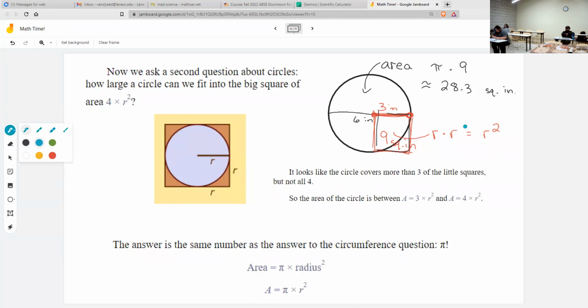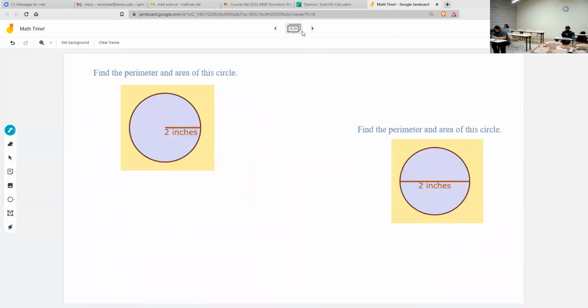We missed it. We did a 3 times 3 equals 9. Oh, okay. This one has a radius of 2 inches. If we want to find the area and the perimeter of it, we're going to need both the radius and the diameter. So what's the diameter of this one? 4.